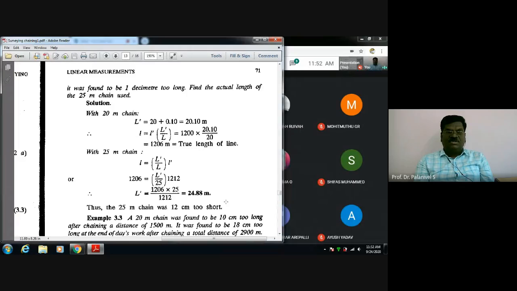The survey line was measured using a 20-meter chain and a 25-meter chain. What is the error in the 20-meter chain that is first found? It is found to be 10 centimeter too long, that is 1 decimeter too long. Then by doing this computation, we are determining the error involved in other chains.